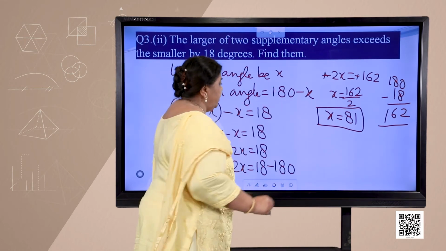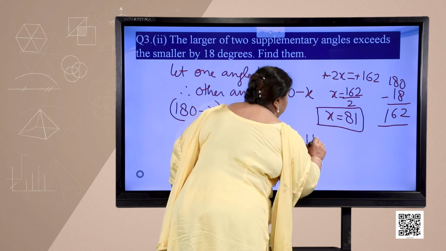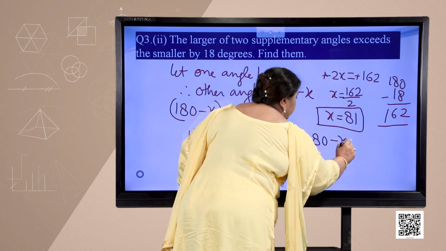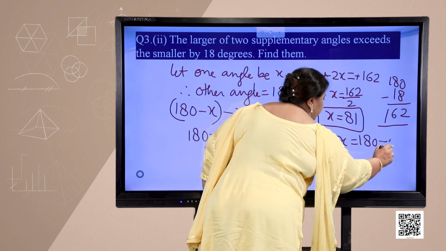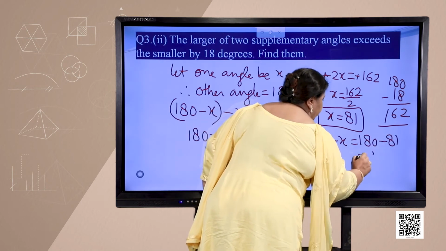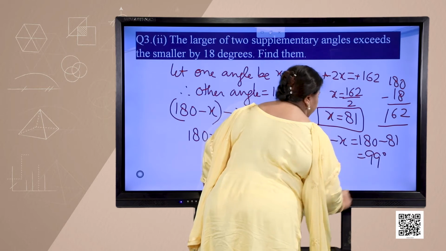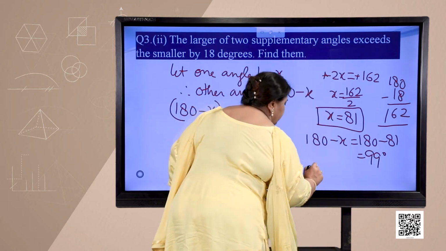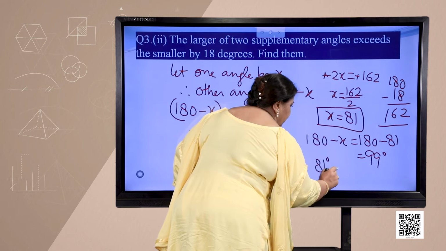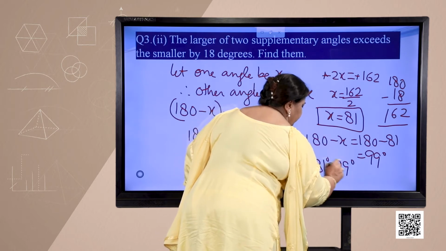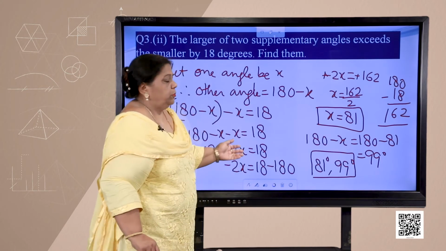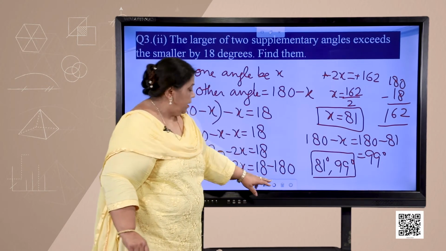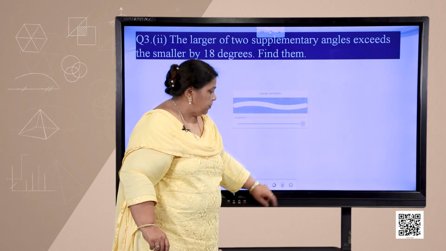What is the other angle? Other angle has to be 180 minus x. So, it is 180 minus 81. Is it 99 degrees? Yes. Therefore, the angles are 81 degrees and 99 degrees. In this way, we can obtain the values by using substitution method. Now, let us go to the next part.